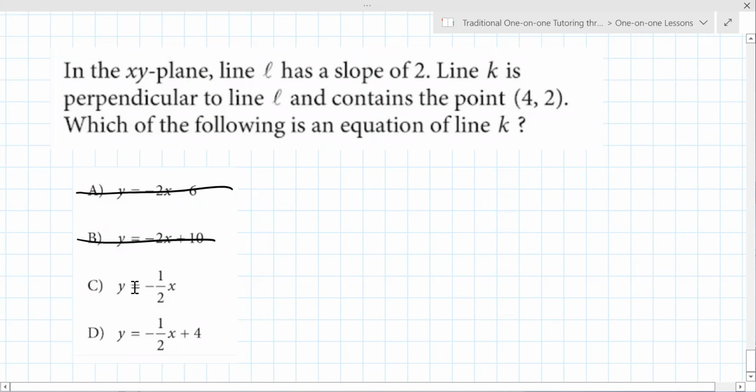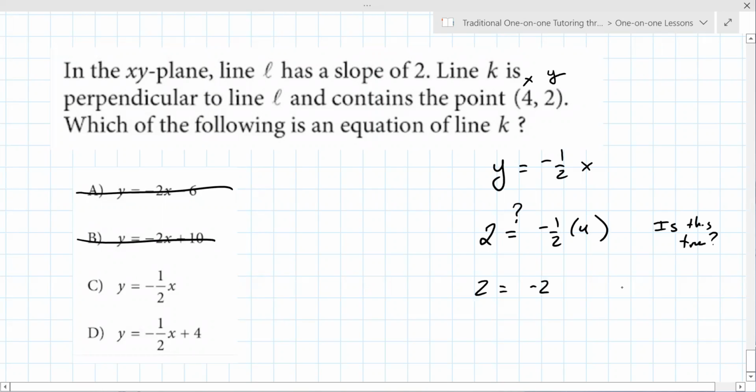Maybe a refresher would do good, but sure, we'll do it for this one. So this is x = 4 and this is y = 2. If I write y equals -1/2 x, I'm wondering, is 2 equal to -1/2 times 4? I'm really asking, is this true? You plug those two in. Is 2 equal to -2? No. So the answer is D.